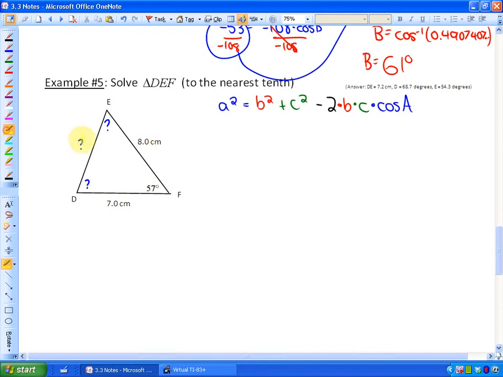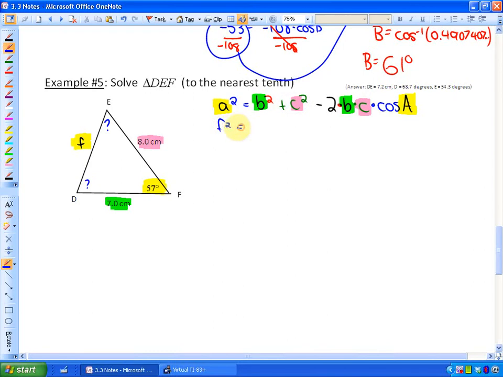and we do not know the opposite side of 57 degrees. So we're going to use the cosine law here, sorry, and we're going to replace, maybe I'll call this lowercase f. We're going to solve for side f first. That's the only thing we can solve for. So we're going to replace these and these and start solving.